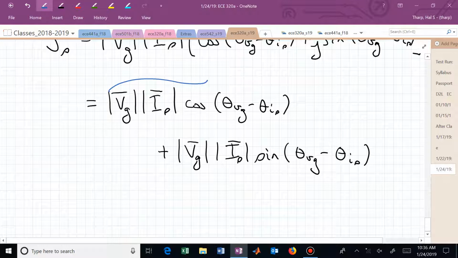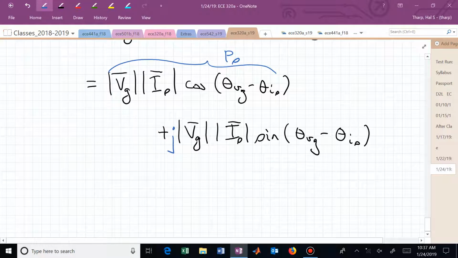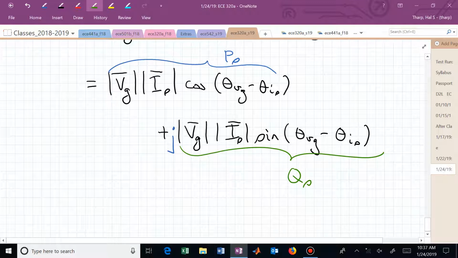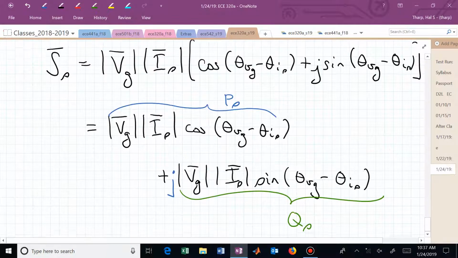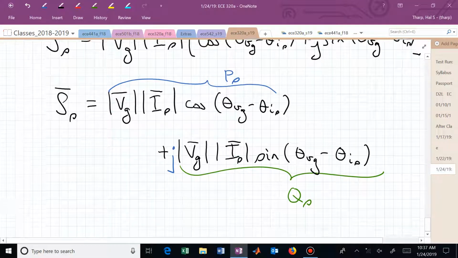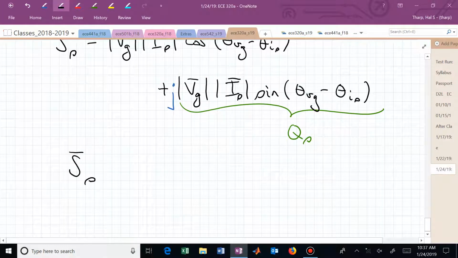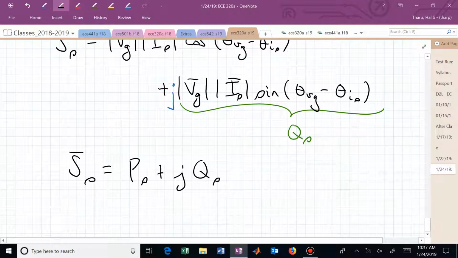This is just the real power of our source. And there's the plus j. And this, I could use the colors that we've been traditionally using, is the reactive component of the complex power of our source. So here is now our source complex power, so that S sub S is P sub S plus j Q sub S.